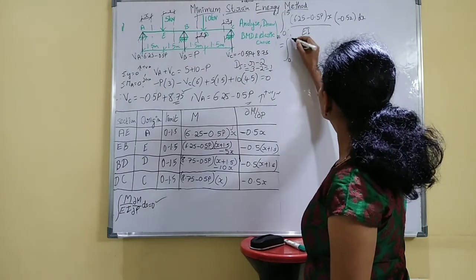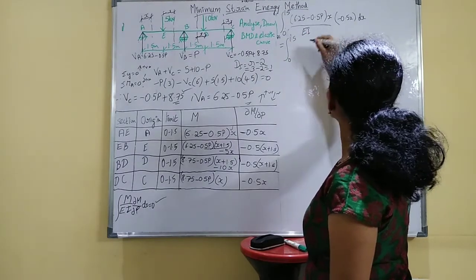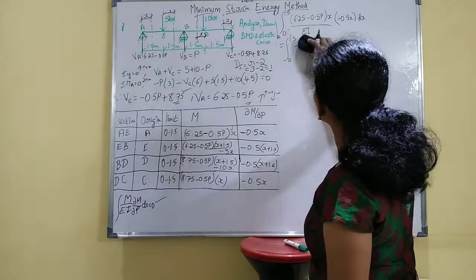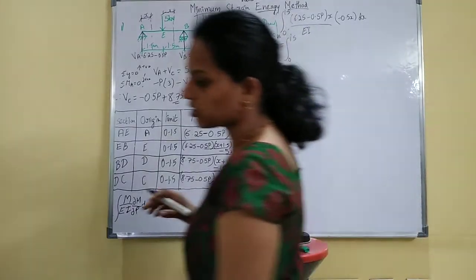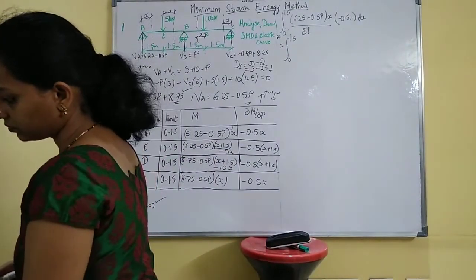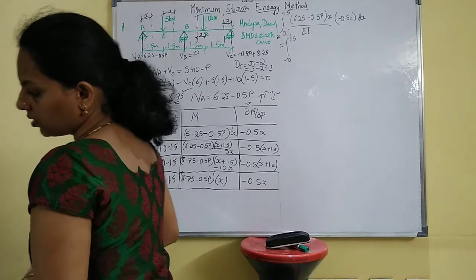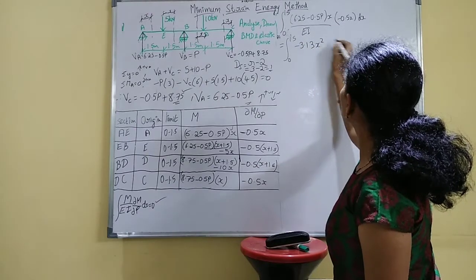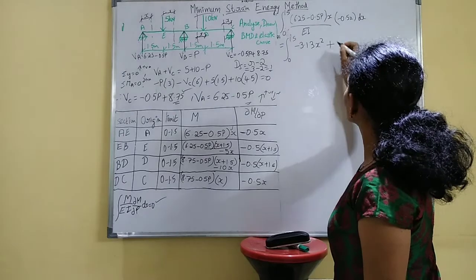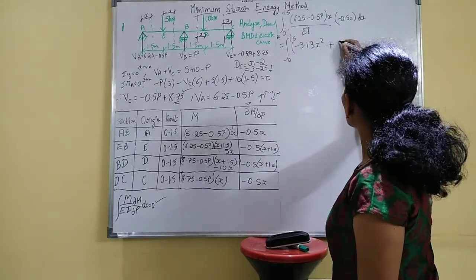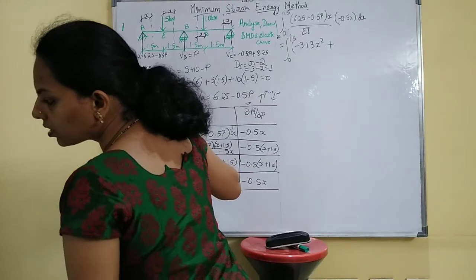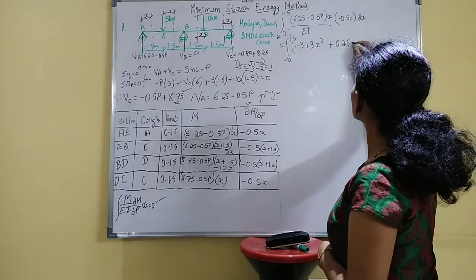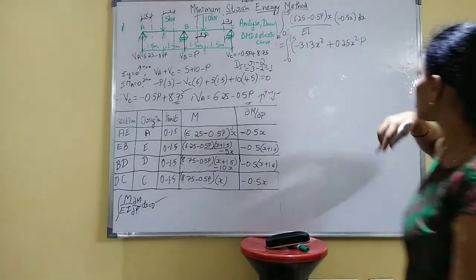You have 6.25. After simplification, you will have minus 3.13x square minus into minus plus, so 0.5 into 0.5, that is 0.25, plus 0.25. So here x into x will be x square, and you have one P term over here.